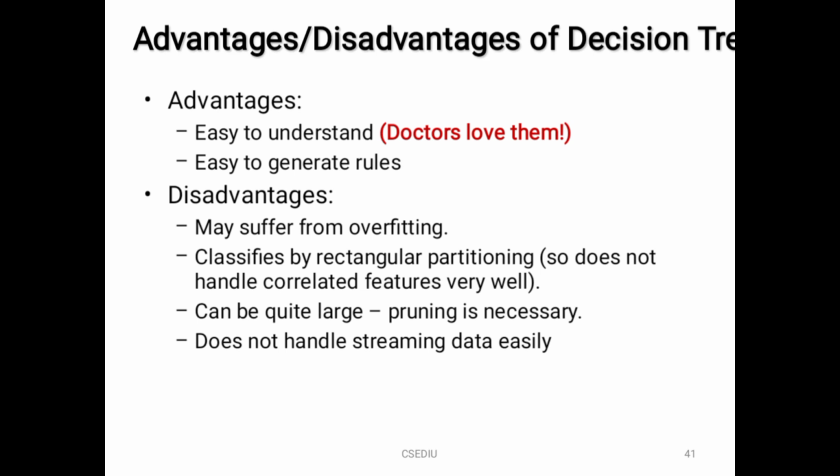Some advantages and disadvantages of decision trees. Advantages: easy to understand, most doctors are allowed to use the process, and it is easy to generate rules. Some disadvantages: many suffer from overfitting. Rectangular partitioning is used to classify, and it does not handle correlated feature values well. Pruning is necessary but can be quite large, and it does not handle streaming data analysis well.